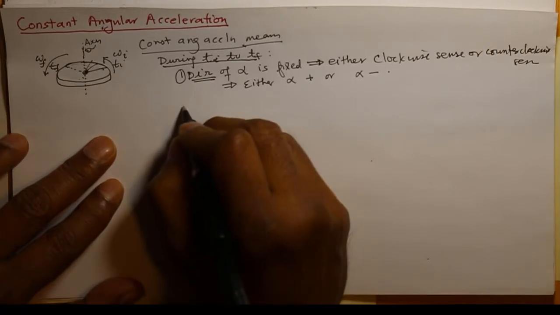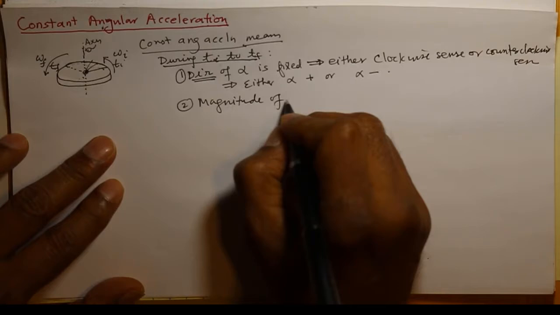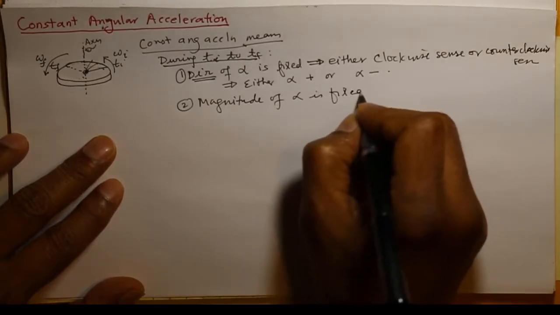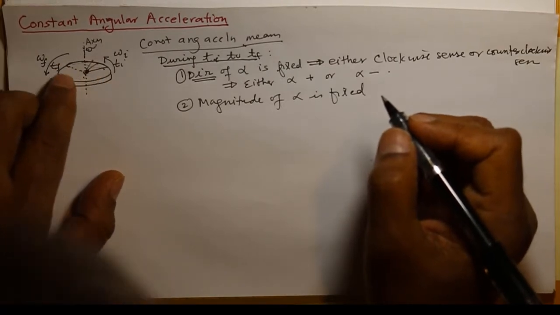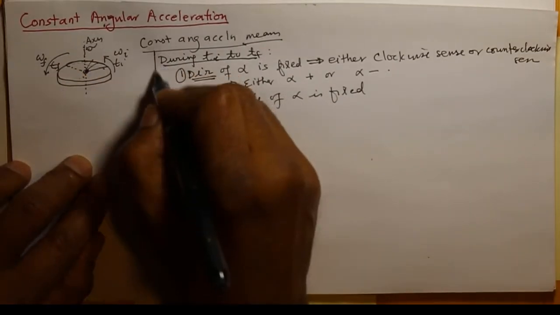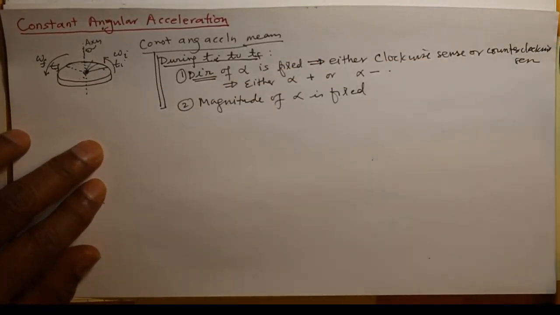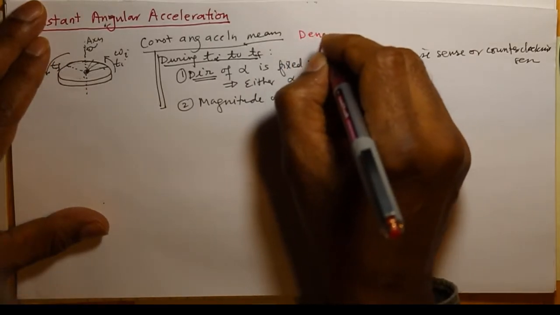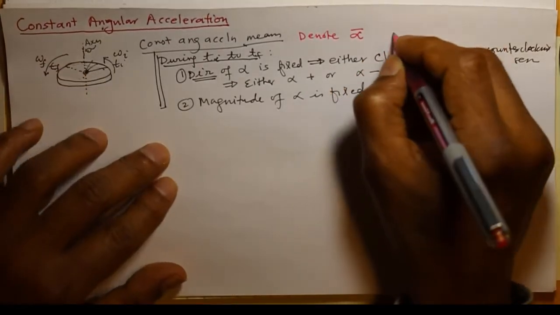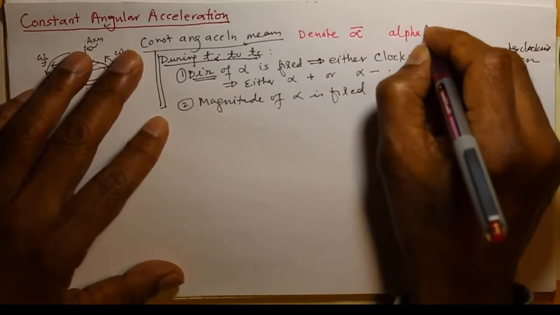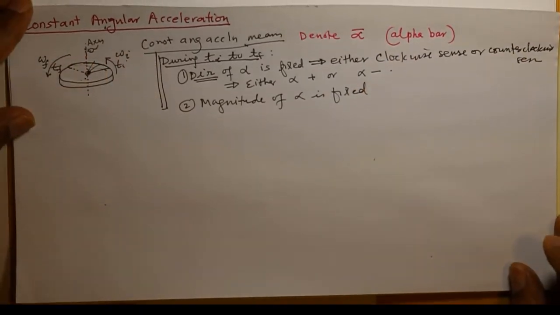And second is the magnitude of alpha is fixed. That means if this was 5 radian per second squared, it's 5 throughout. We're going to denote this by putting a bar on it, so we'll read it alpha bar, just to make sure that we understand the limitations of these equations.